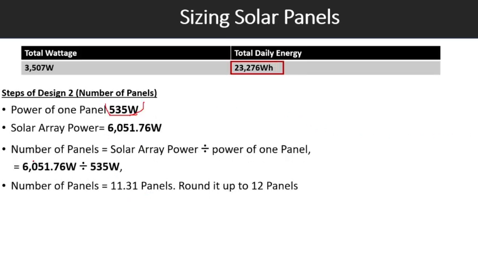Now the formula of number of panels will be our solar array power divided by the power of one panel. Our solar array power is 6,051.76 watts. We divide it by the power of one panel, which is 535 watts. It will give us the total number of panels of 11.31 panels. So we may not get this exact 11.31, so we are rounding it up to 12 panels.